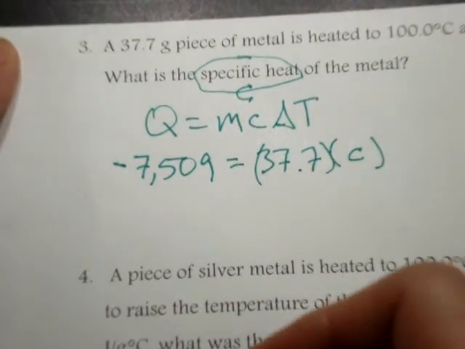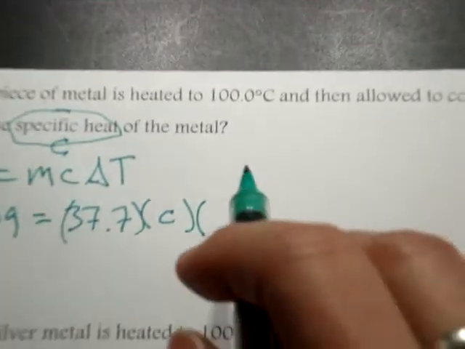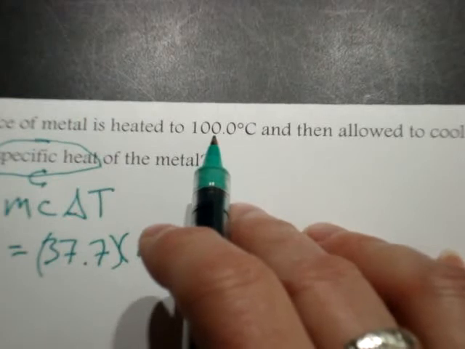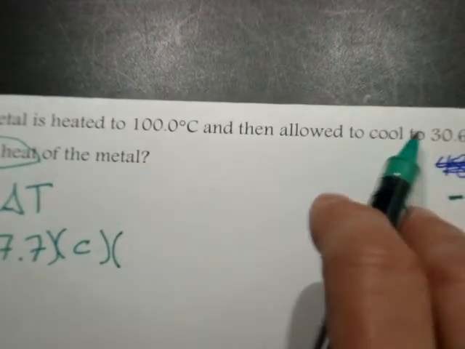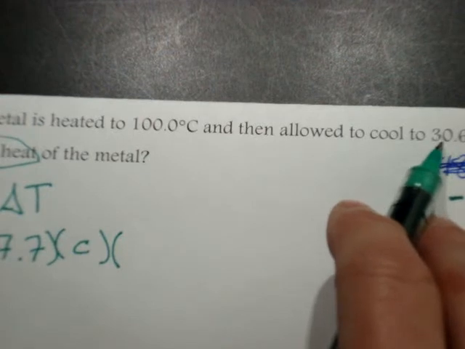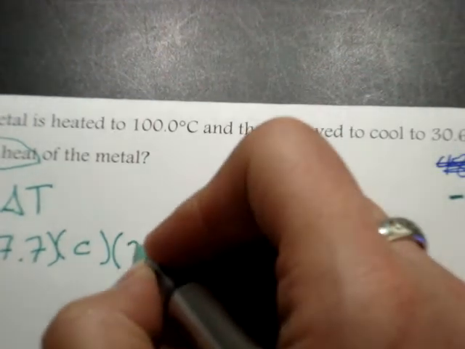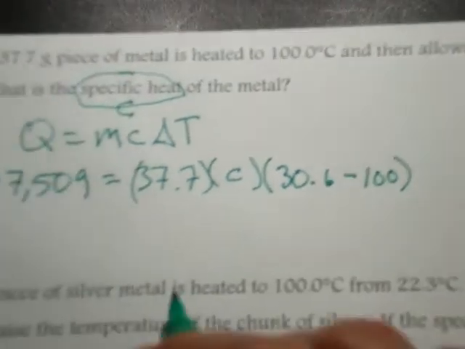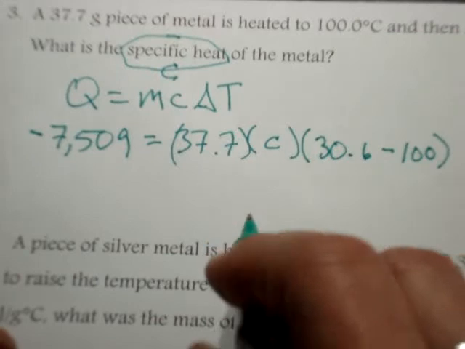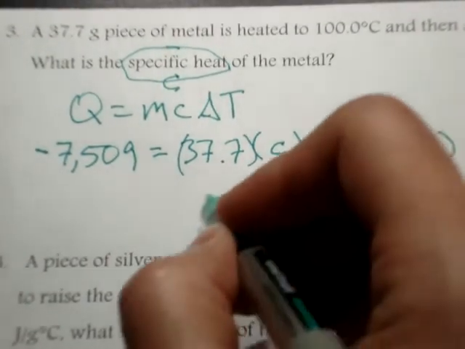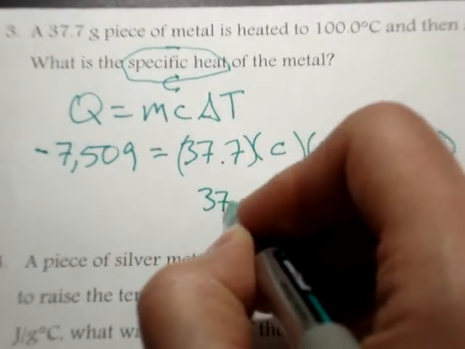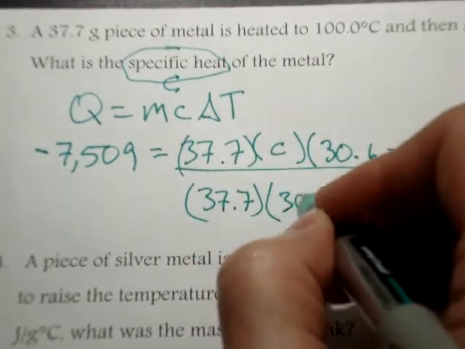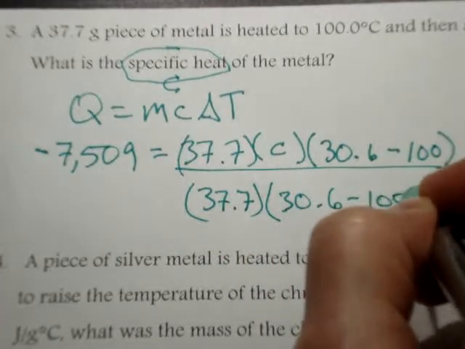The specific heat we don't know. And the change in temperature. Now it says it was heated to 100 and then allowed to cool to 30. So that means 30 degrees is our final temperature. So we're going to write 30.6 subtract 100. And we're going to simplify. So our 37.7 times our 30.6 subtract 100.